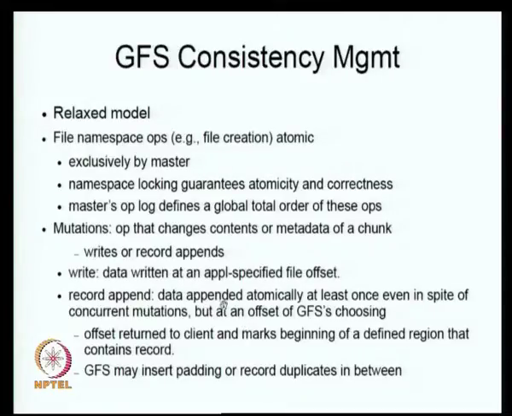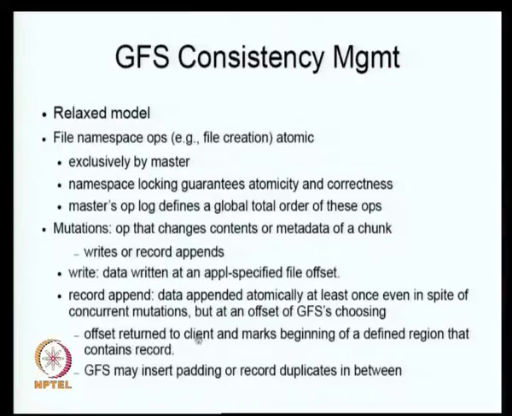So there can be multiple appends. Each append happens at a particular offset, and this offset is chosen by GFS. The order is not up to the client. The offset is returned to the client and marks the beginning of the defined region that contains the record.